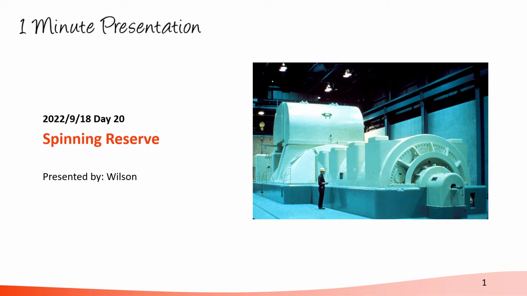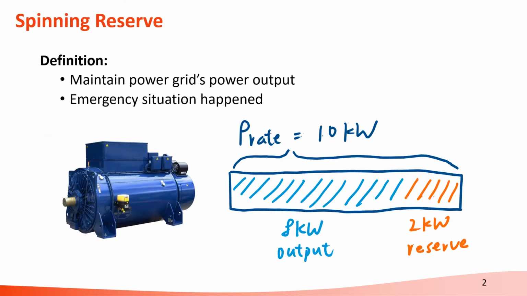So today I'm going to discuss the term spinning reserve in electric generation or electric supply. Let's get started. The definition of spinning reserve is that the power grid can maintain the power output at the required level when an emergency situation happens. A power generator breaking or the failure of power generation is one of the emergency situations.